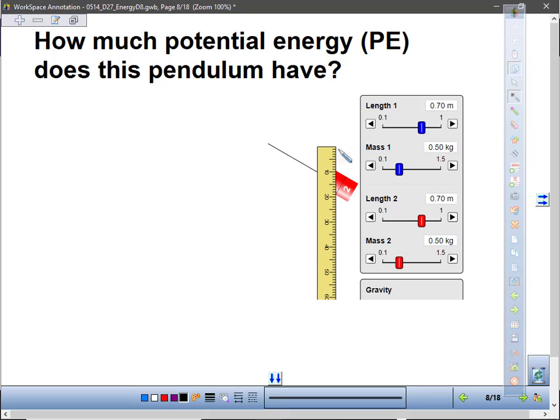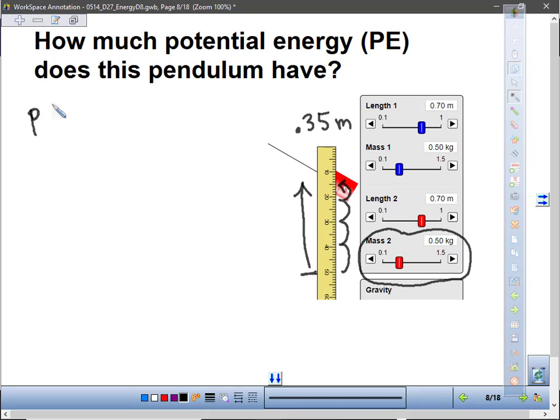So here I have the snapshot. You can see the information for the pendulum. We have the red pendulum, we have its mass right here, and then the height is from the 50 mark, and it went up to here. We can see this is in centimeters, so 10, 20, 30, 35 centimeters, which is 0.35 meters. The question is, how much potential energy does this pendulum have?